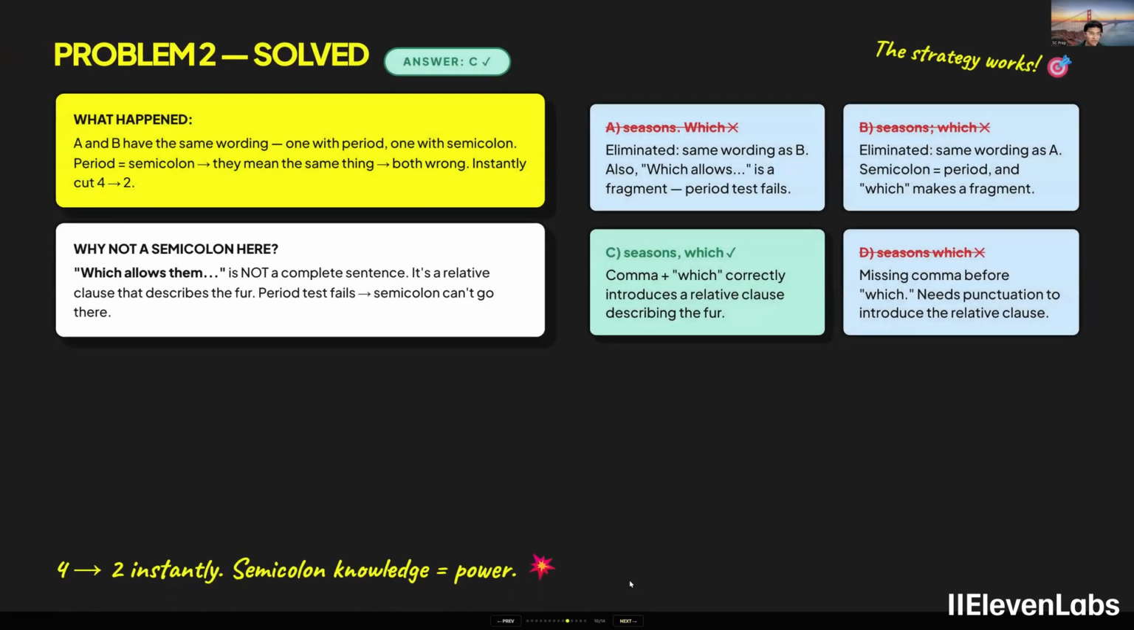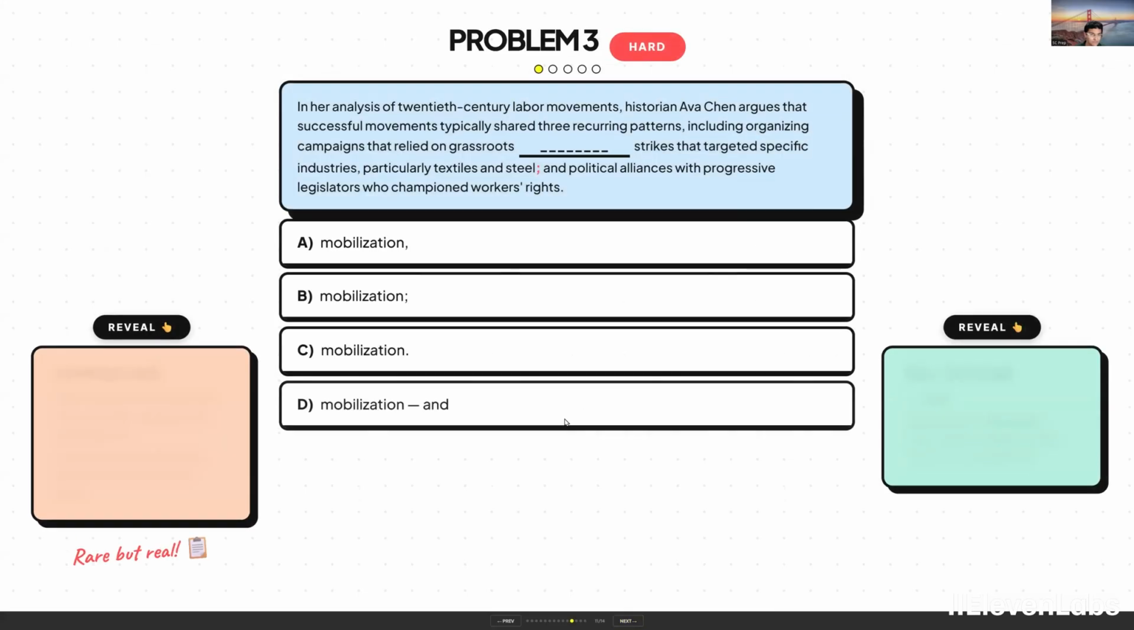So here's a quick summary. A and B both are the exact same, so with the elimination strategy, you can get rid of both of them, which means you're going to have a dependent clause. And when you're going between C and D, the only way you can correctly connect both of them is through a comma, which means D is wrong and C is the correct answer. Now let's move on to the hard question.